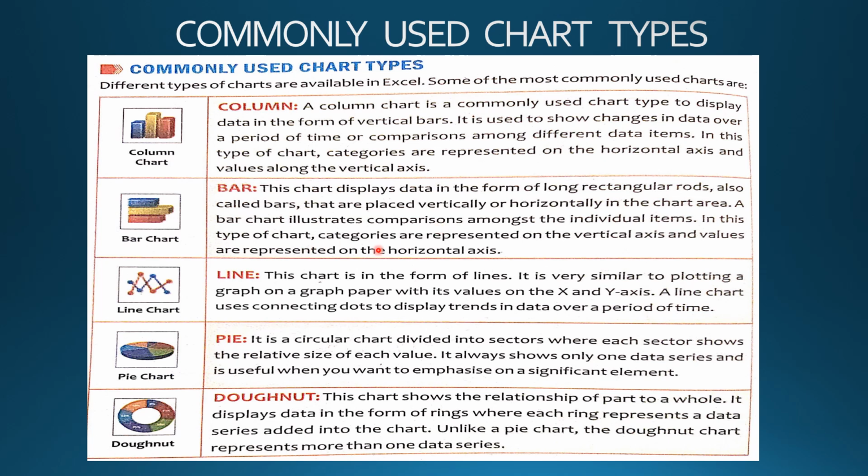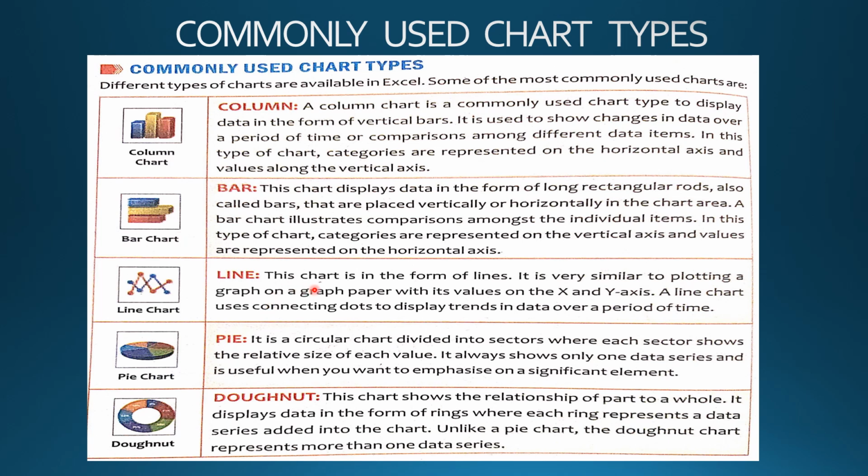In this type of chart, categories are represented on the vertical axis and values are represented on the horizontal axis. It is slightly different from the column chart. It is similar, but the values are represented on different axes as compared to the column chart.